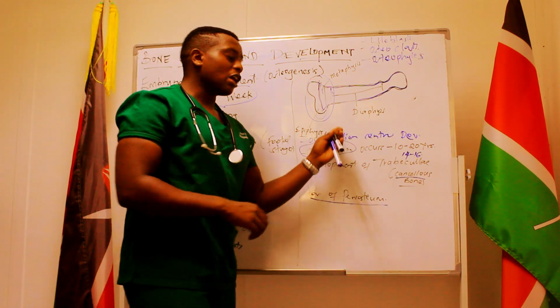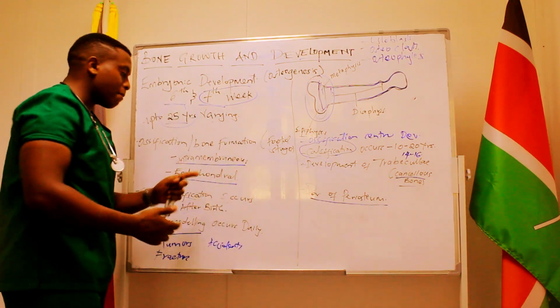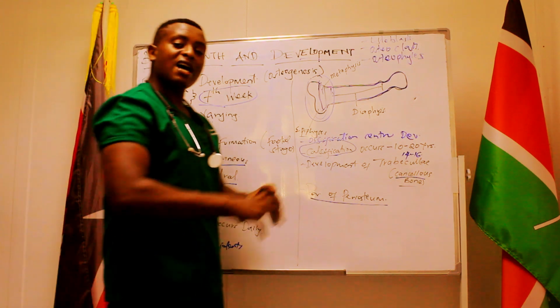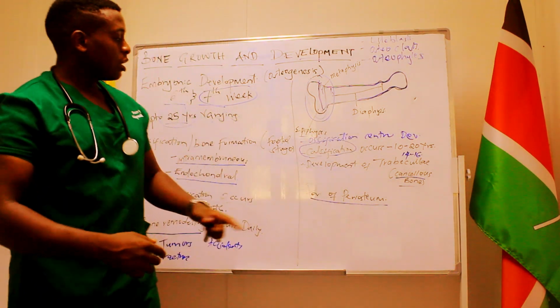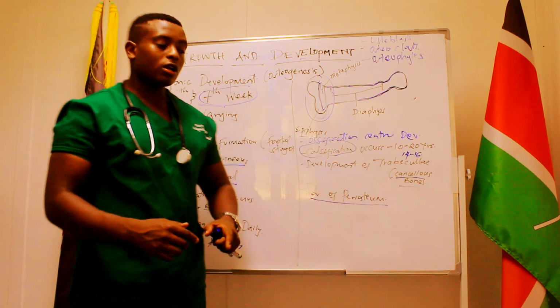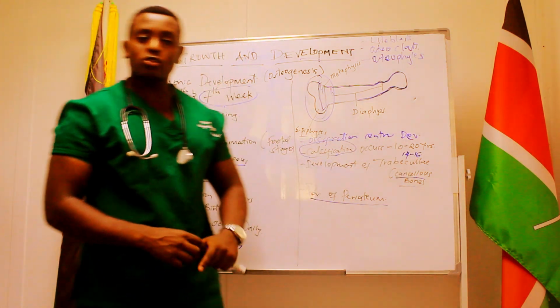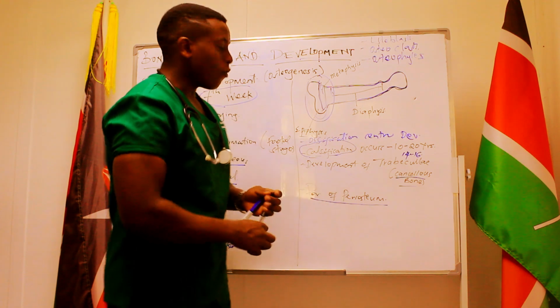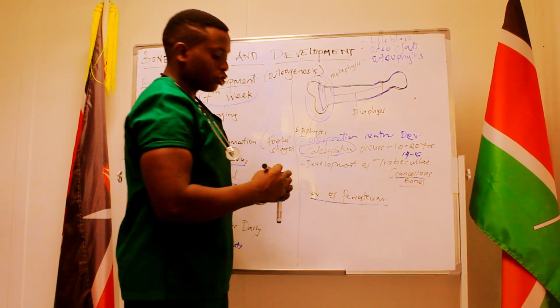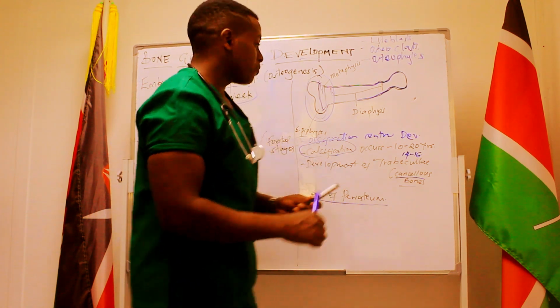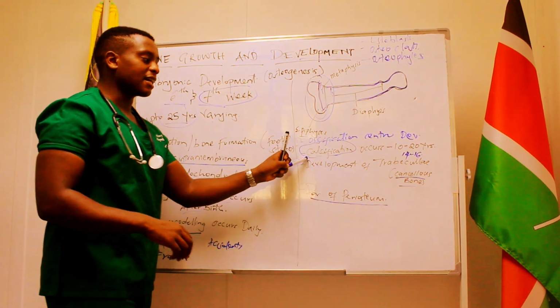Now the intramembranous ossification occurs in 4 stages. So the first stage, there is the development of the ossification center. This is the first stage of intramembranous ossification. The second stage is the calcification.